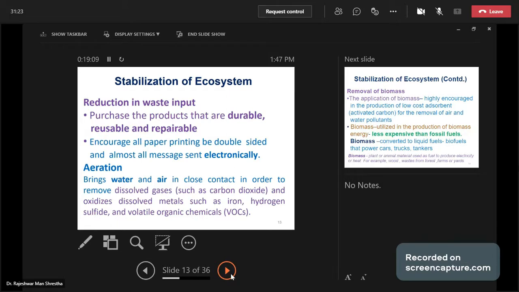And next is aeration, which brings water and air into close contact in order to remove dissolved gases such as carbon dioxide. From that process we can also remove iron in the water. The iron in water is in soluble form, and on aeration the soluble iron is changed into insoluble form, meaning ferrous hydroxide changes to ferric hydroxide. This can be done in many houses.